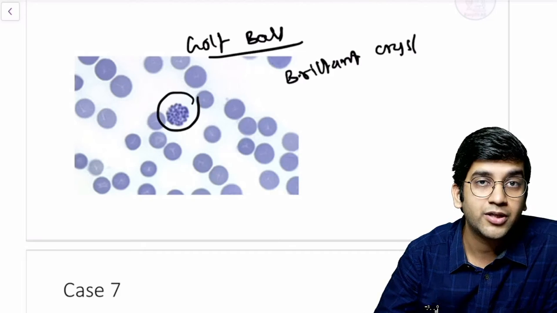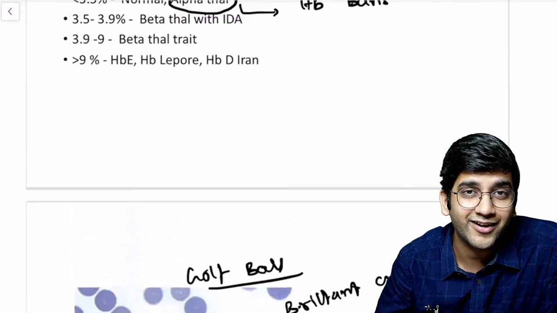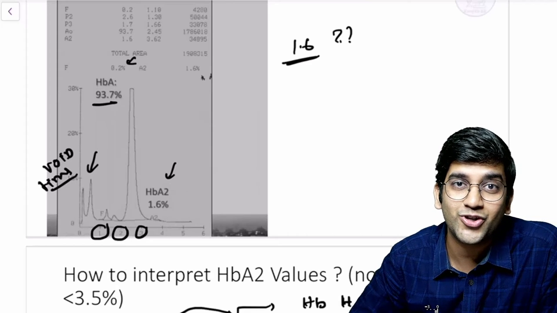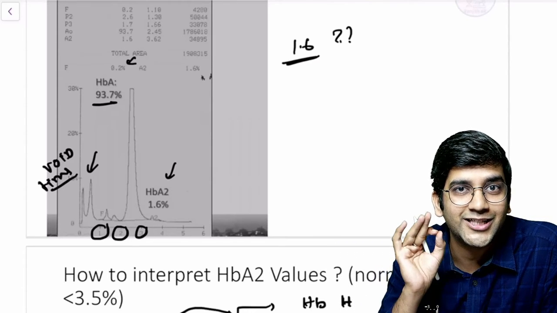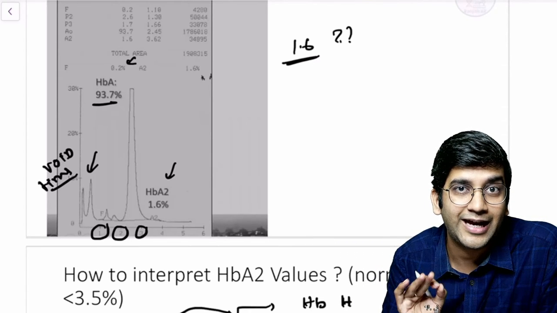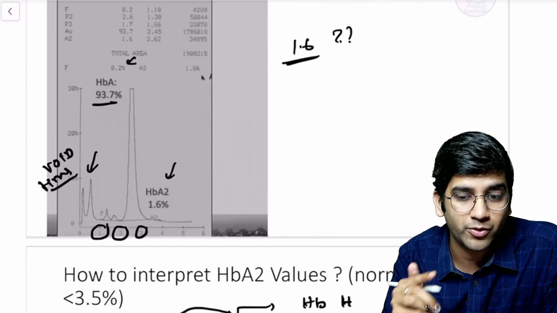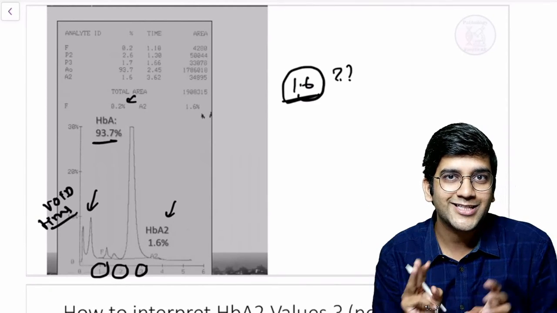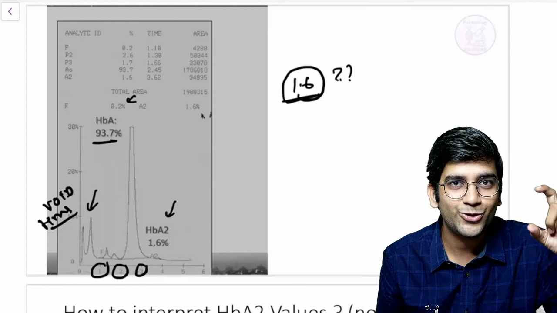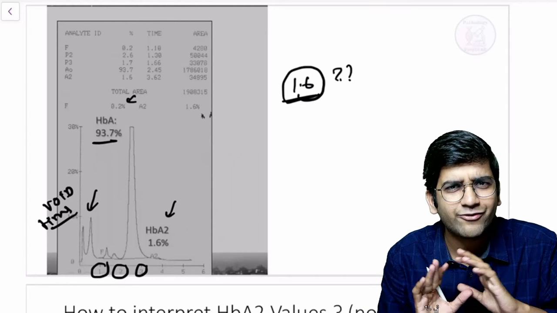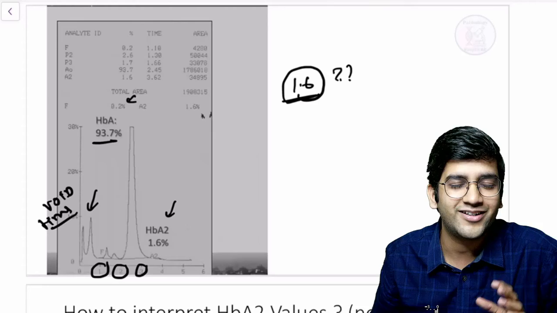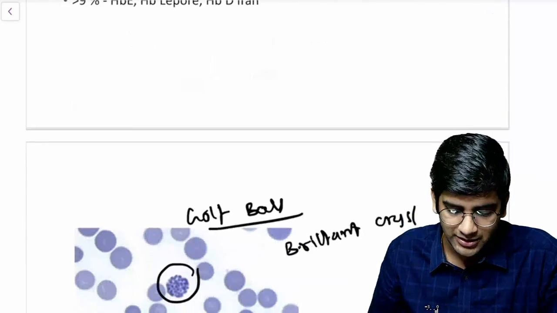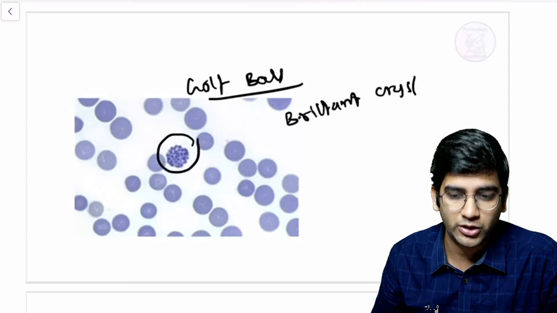Golf ball inclusion. The take-home message here is, again, look at every component. Not just A, not just A2, not just S. Even before 1 minute, the curves are important for me. I cannot quantify them, but that's important for me. And again, A2 interpretation will lead me there. Like I said, only 3 things are needed for me: the windows, A2 levels, F levels. It will definitely take me to the destination here, right? So this was HbH disease, alpha thalassemia, and we did prove it with your golf ball inclusions, right?